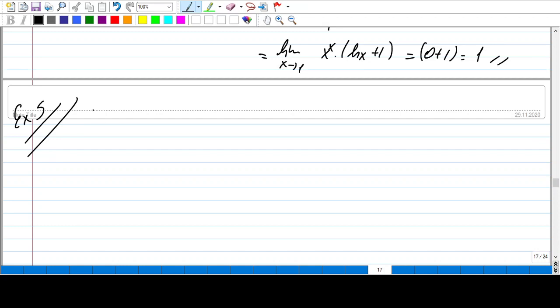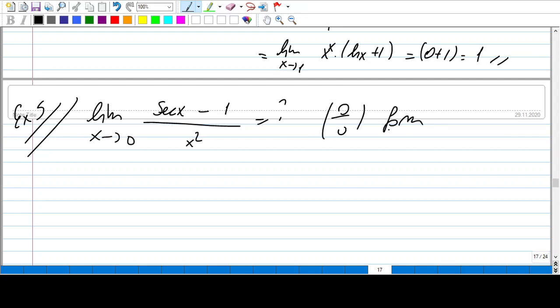Okay, let's evaluate again: limit x to 0 of secant x minus 1 over x squared, if the limit exists. If you put 0, secant x is 1 over cosine, which is 1, 1 minus 1 is 0, 0 over 0 form. Okay, apply L'Hopital. Limit x to 0, the derivative of secant x is secant x times tangent x, don't forget it, it's important, over 2x.